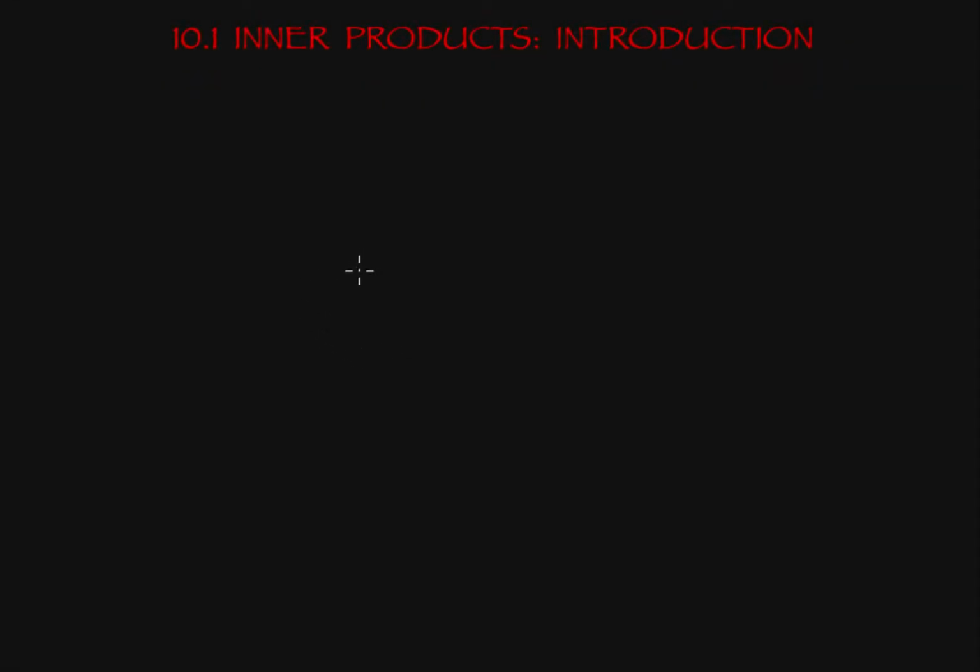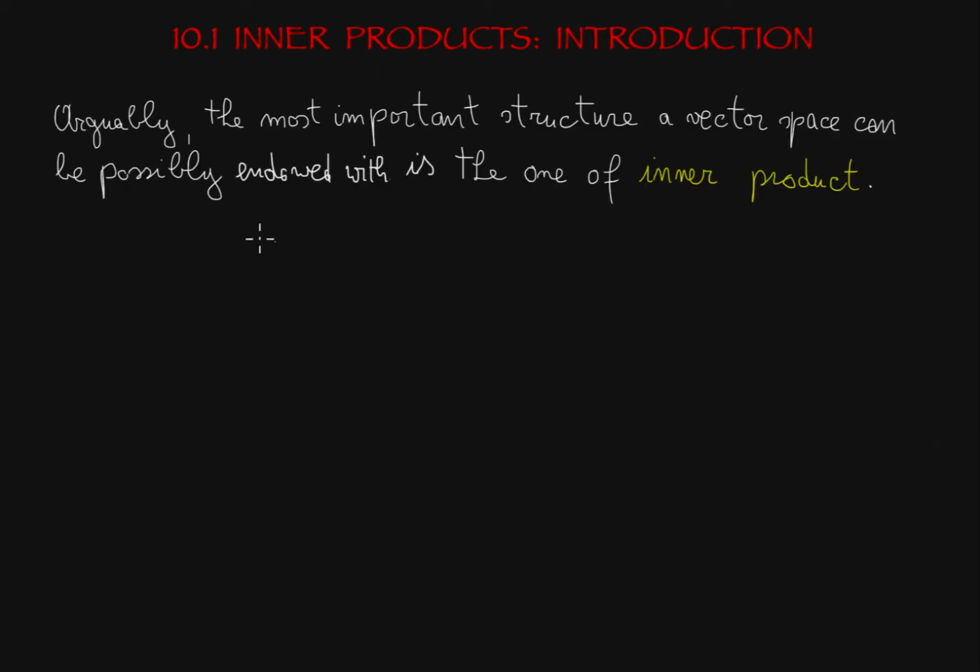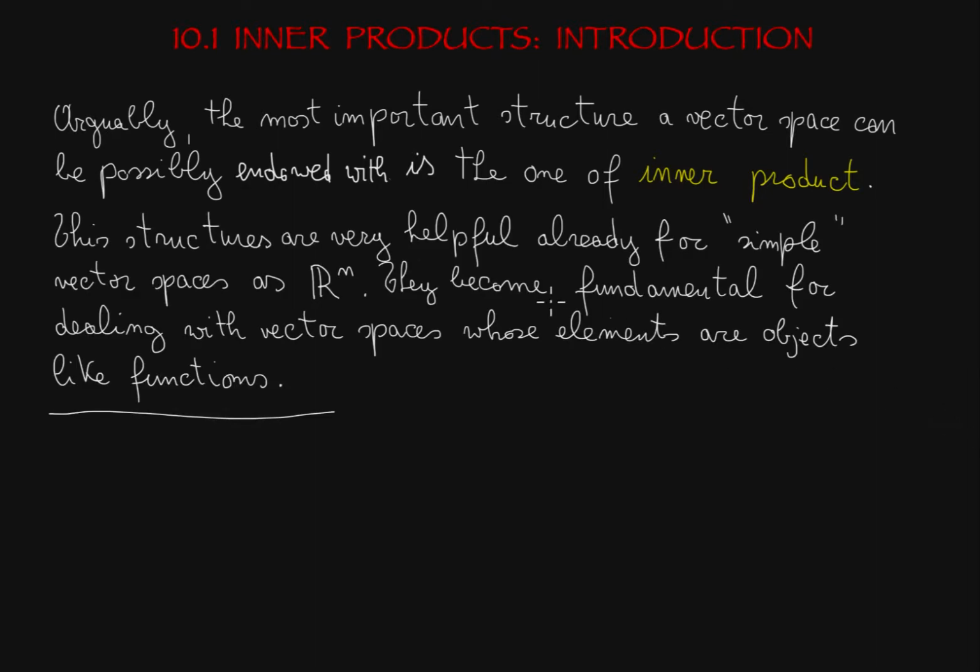Chapter 10 will deal with the inner products and scalar product. The inner products are a generalization of scalar products, but in this lecture we start talking about inner products. Arguably, the most important structure a vector space can be possibly endowed with is the one of inner product. These structures are very helpful already for simple vector spaces such as Rn.